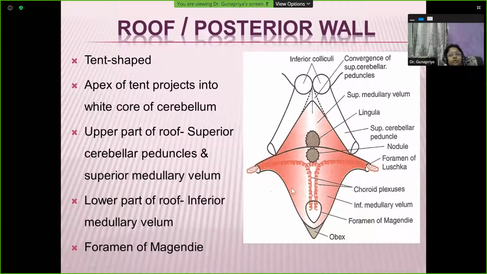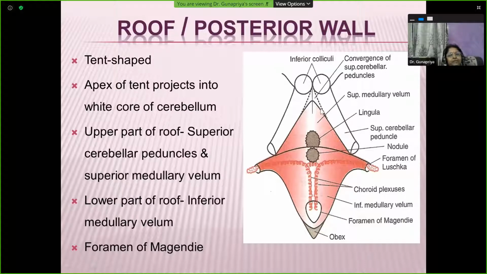So the lower part of the roof is formed by the inferior medullary velum, and in the lower part of the roof, in the midline, you find this central opening known as the foramen of Magendie, which we saw earlier along with the communications of the fourth ventricle. So to repeat once again, the roof of the posterior wall is tent-shaped, and the central part is projecting behind into the white core of the cerebellum.